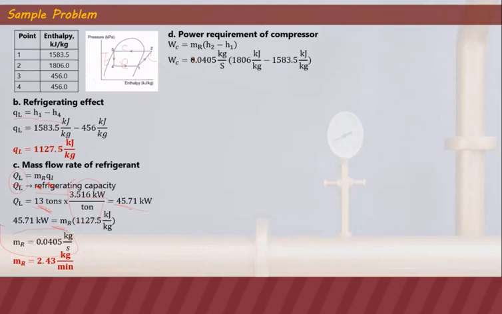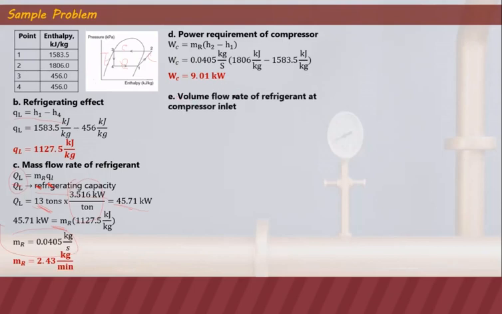By substitution, we can get the power requirement of the compressor as 9.01 kilowatt, meaning this is the power that you will need from the electrical source. So we need to make sure that the power requirement is as low as possible for us to obtain a lower power input and a higher coefficient of performance.